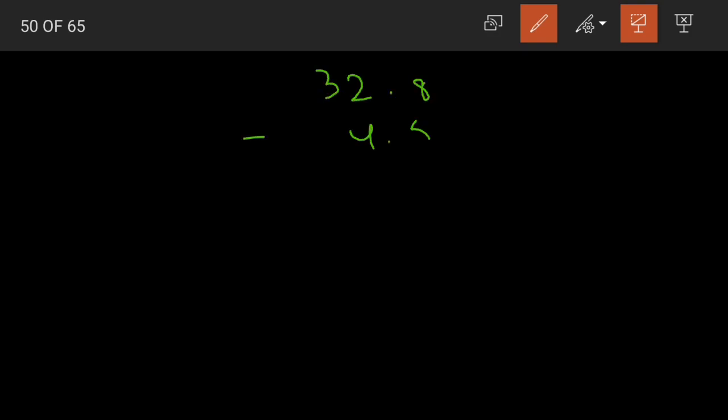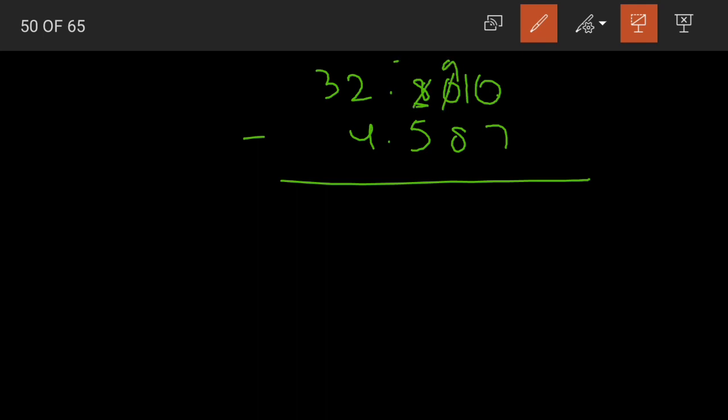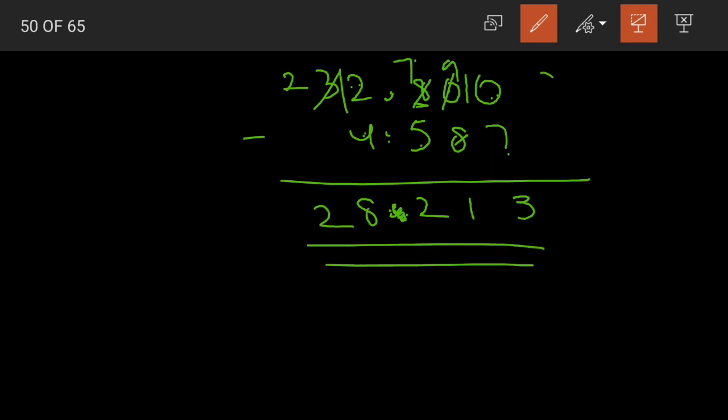The next is we have to find out their difference. 32.8 minus 4.587. Now in the first number we are having only one decimal place. So for the remaining places we'll fill zeros. If we start subtracting, 10, 9, 7. 10 minus 7, 3. 9 minus 8, 1. 7 minus 5, 2. Then the decimal point is here, right? So place the decimal point. 2 minus 4 is not possible, borrowing. 12 minus 4, 8, and then 2. 28.213 is the difference here.